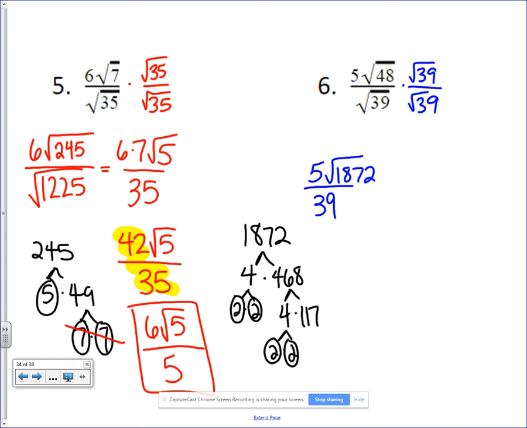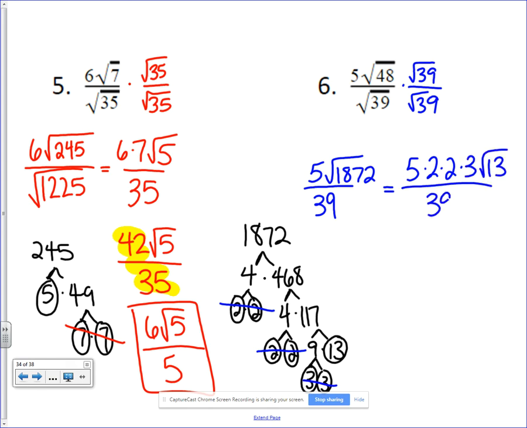And how about the 117? That's divisible by 9. And that 13 will not break down any further. So now, I had the 5 out there to start with. It looks like I've got a pair of 2s, a pair of 2s. I've also got a pair of 3s, and I've got a 13 left underneath there. So when you multiply all that, it looks like that should give you 60.